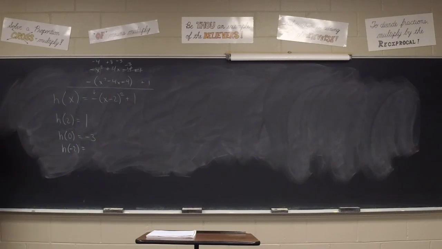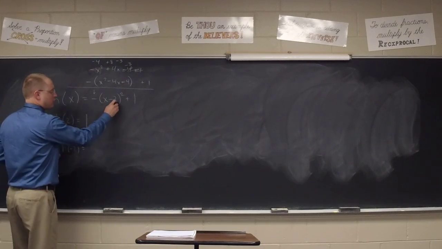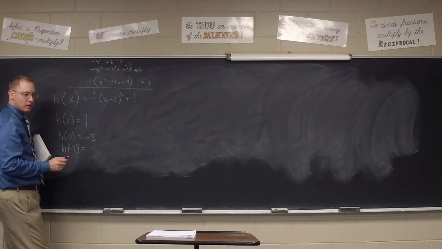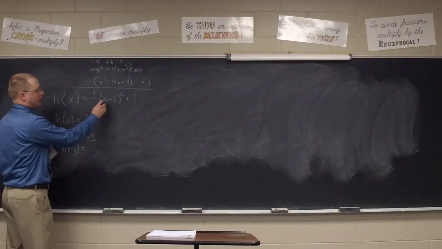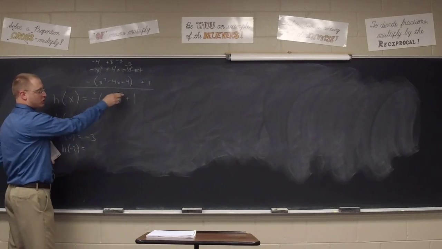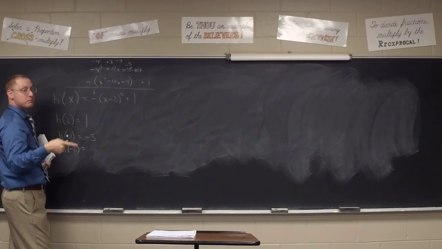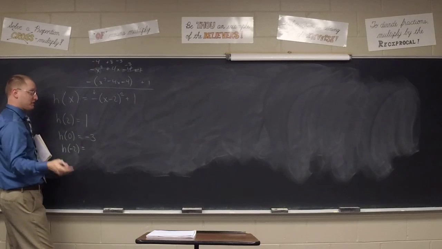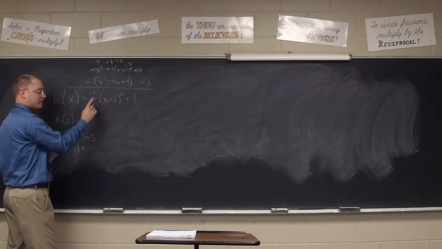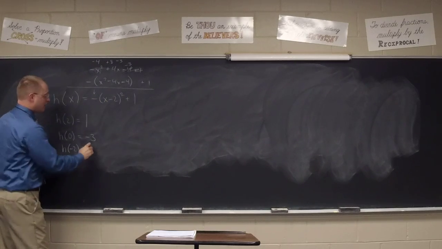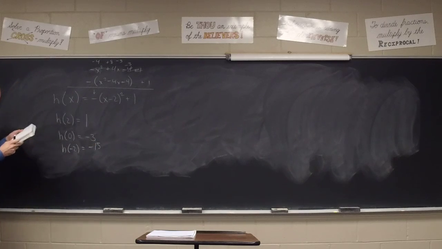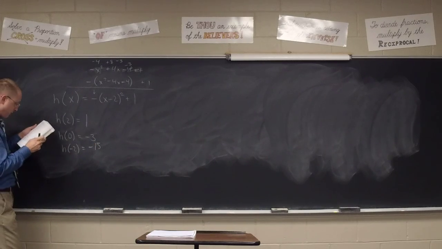For h of -2, Jamie? I got 5. Well, -2, -2? Negative 4. -4, square it. Positive 16, but make it negative. -16, then add 1. -15. -15 should have been our answer. And then finally, that was it, just those 3.